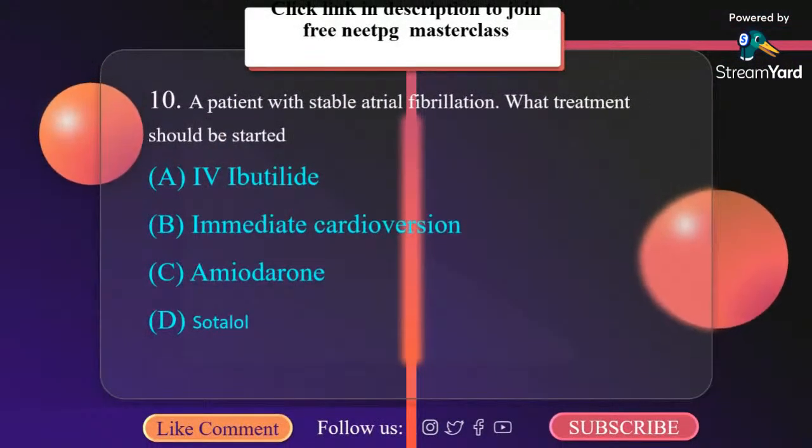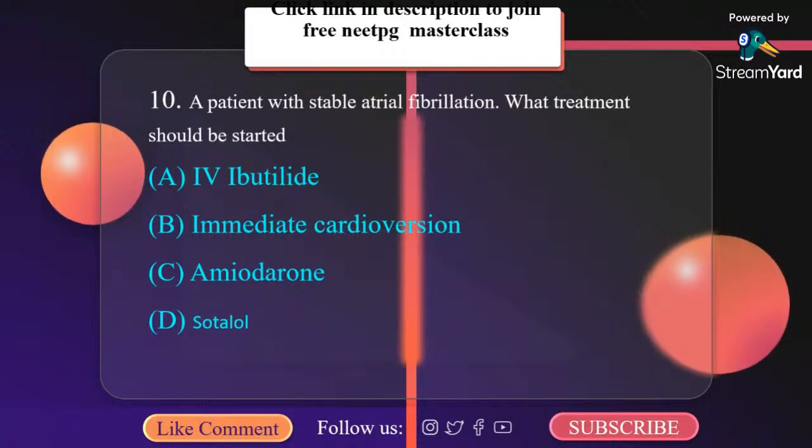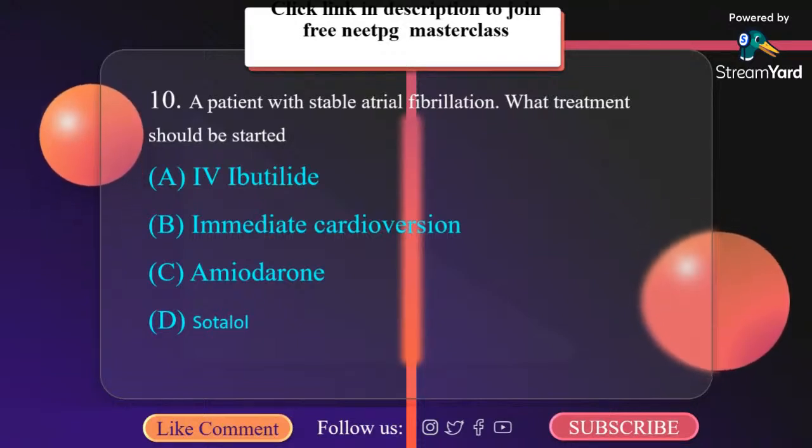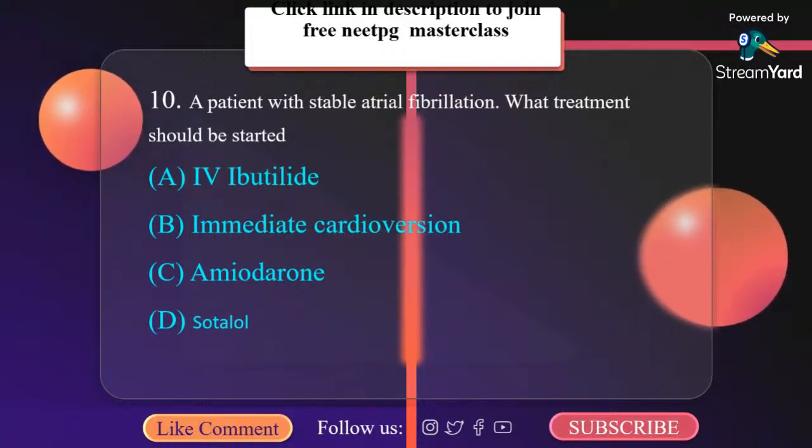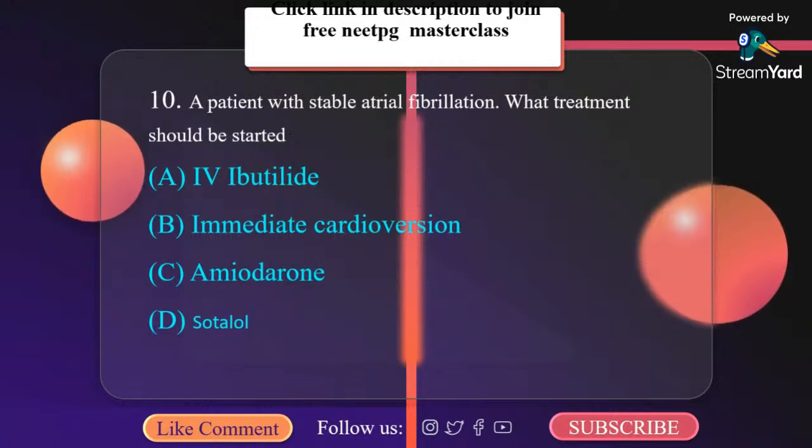A patient with stable atrial fibrillation, what treatment should be started? A, IV ibutilide; B, immediate cardioversion; C, amiodarone; D, sotalol. It is IV ibutilide.